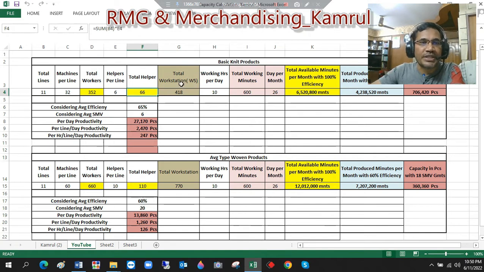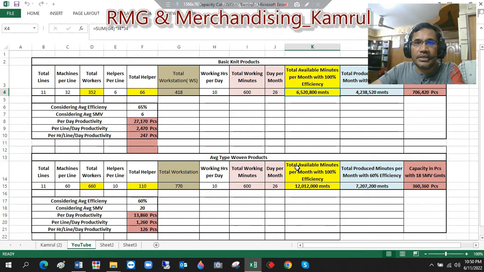It means the total workstations with the machines and workers here are 418. Working hours here are 10 hours per day, so total working minutes are 600 minutes per day. Average days per month are 26 days.